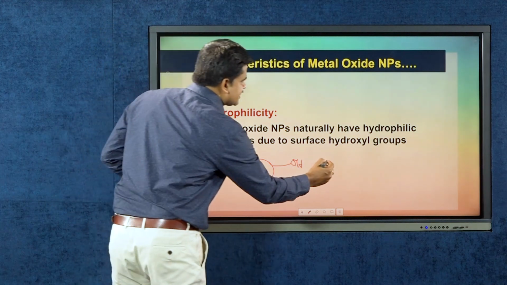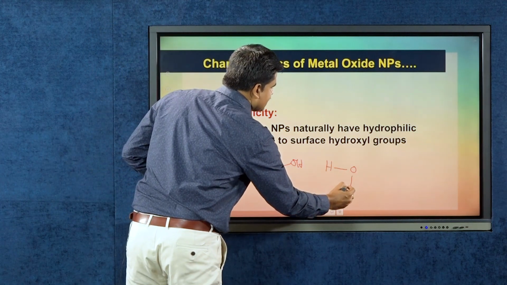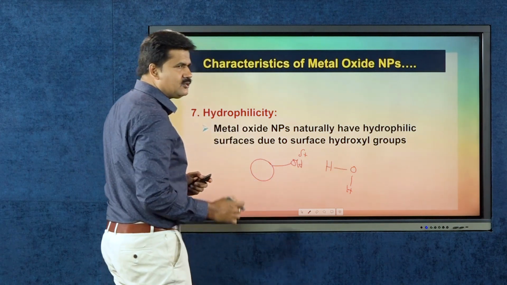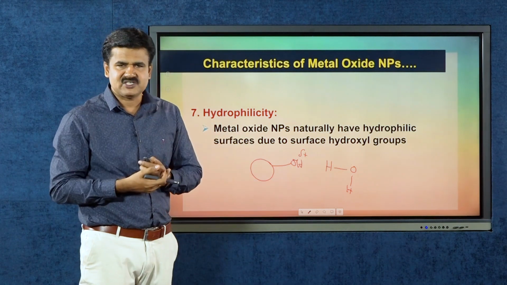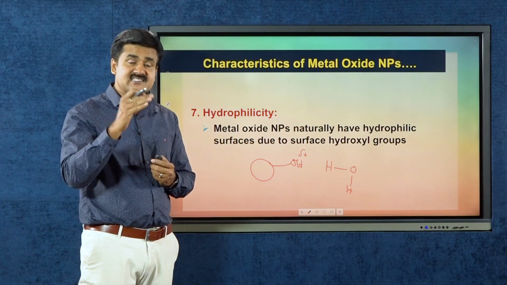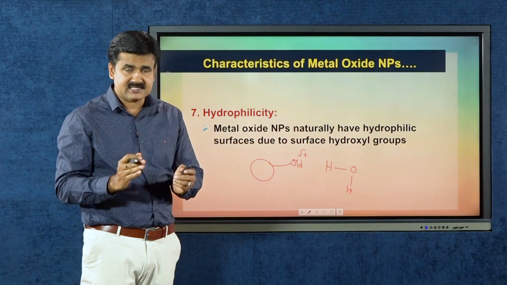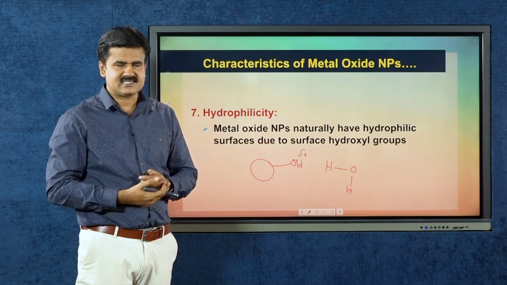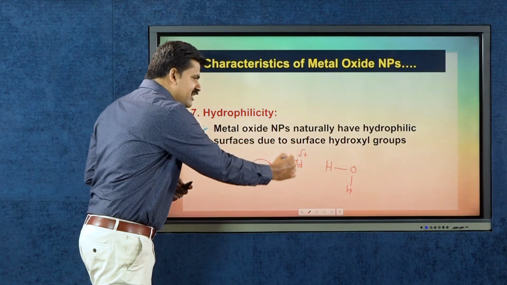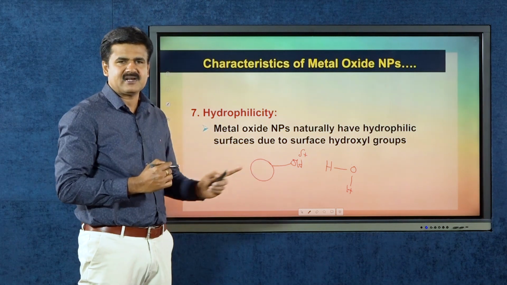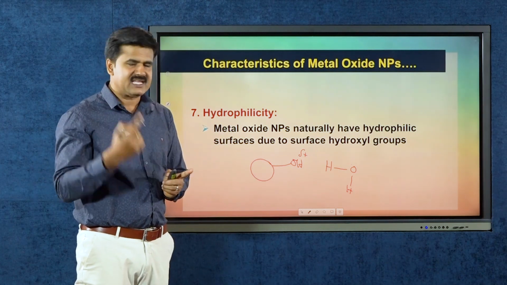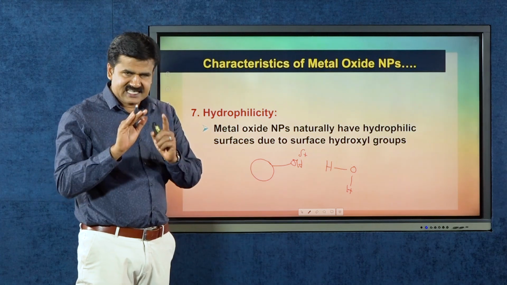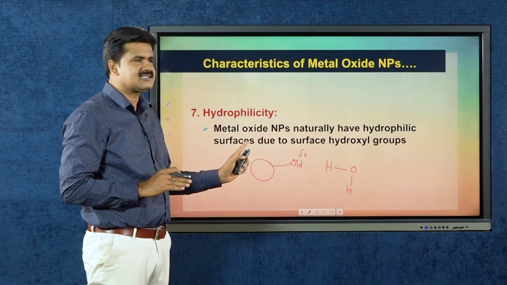So, if there is a water molecule, I can mark it as HOH. This hydrogen is partial positive, this oxygen is partial negative. So, there occurs some force of attraction between the hydroxyl group present on the surface of the metal oxide nanoparticle and the water molecule. This increases their hydrophilicity. If I block the OH group present on the surface of this nanoparticle with some other capping agents, then this molecule can be converted to hydrophobic. So, in general, metal oxide nanoparticles are hydrophilic.